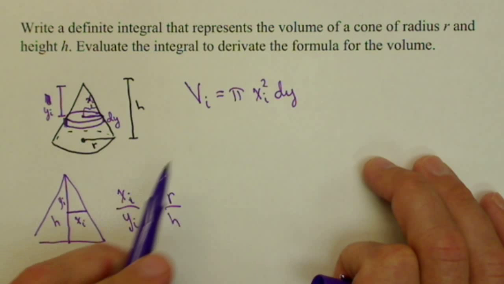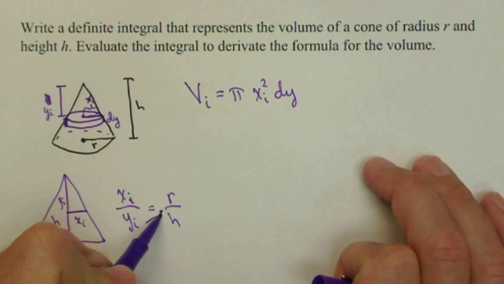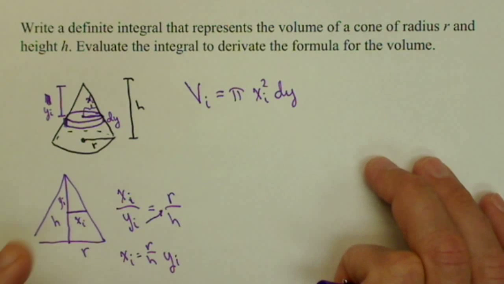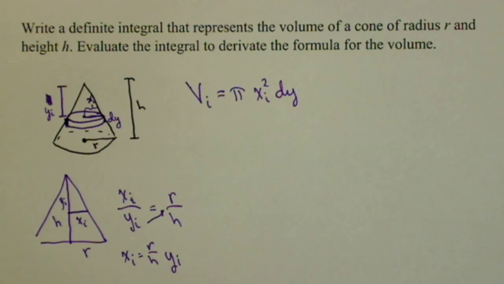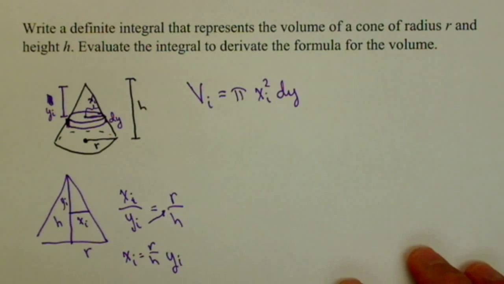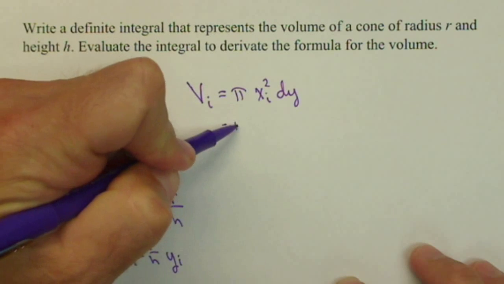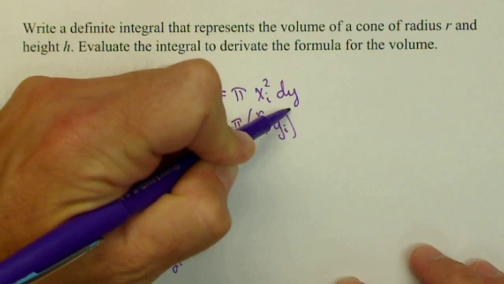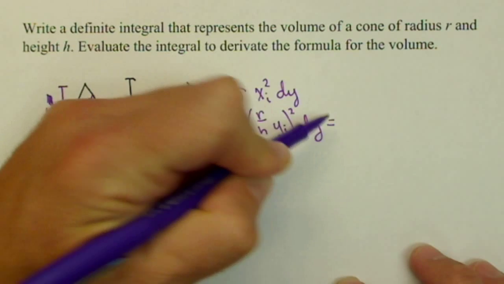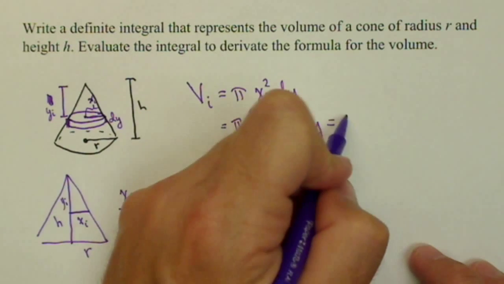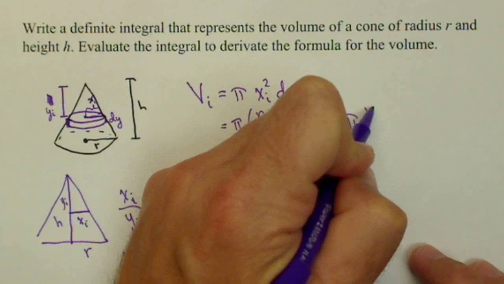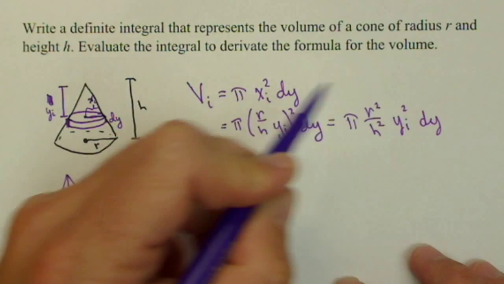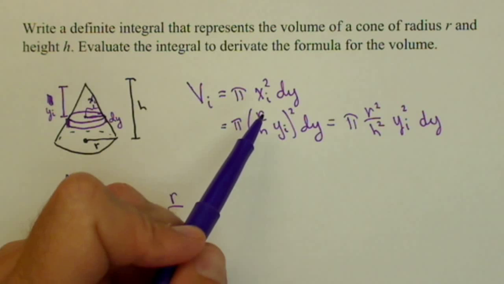Now my goal was to sub out x sub i and put y sub i in, so I'll cross multiply the y sub i, so I get x sub i equals r over h y sub i. It's important to keep in mind here, r and h are just constants. They're not variables. They're something that would be given in the original problem. So we have pi, and now we sub that in, r over h y sub i squared dy. And I'm going to simplify a little bit. I have pi r squared over h squared y sub i squared dy. That's just squaring everything that's in there.